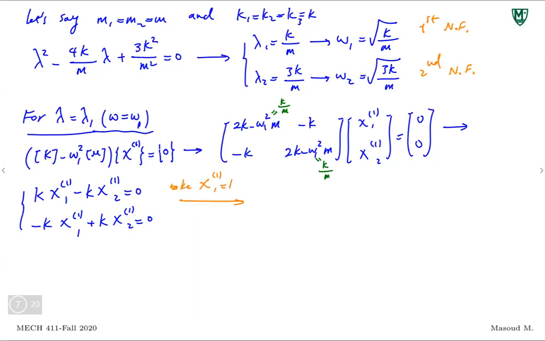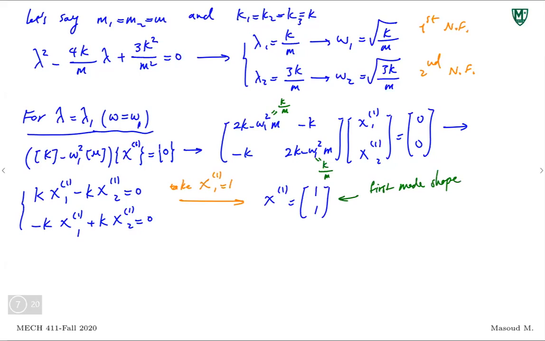If I do that, x1 is equal to x2, right? So if x1,1 is equal to 1, you can use either of these equations to find x1,2, which is 1. So your first mode shape becomes 1 and 1. This is your first mode shape.